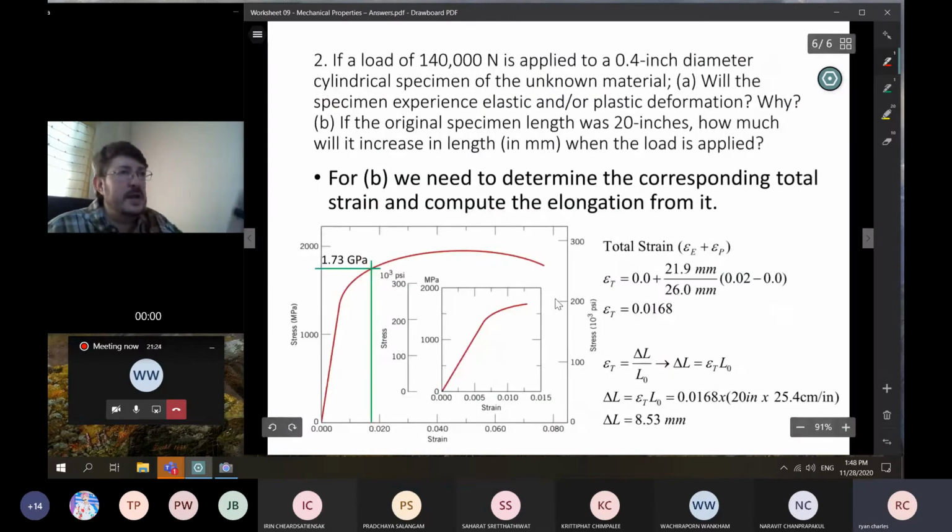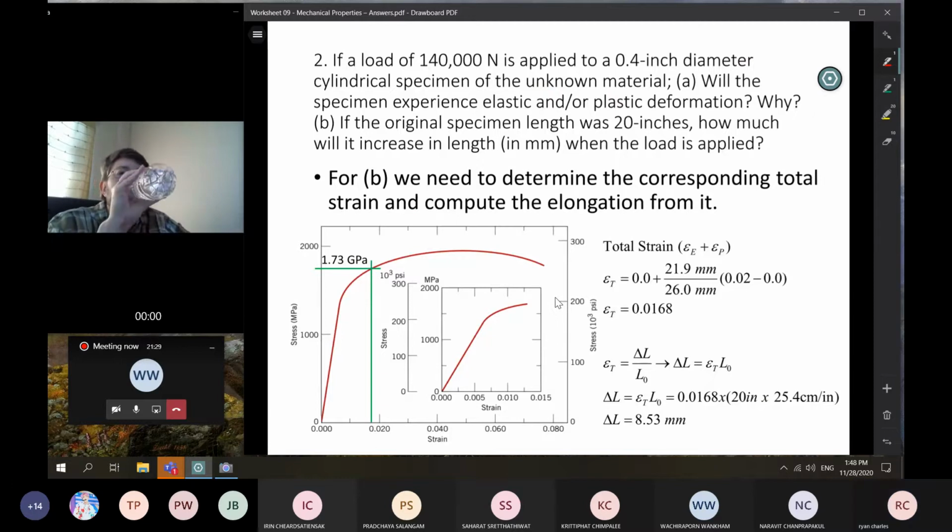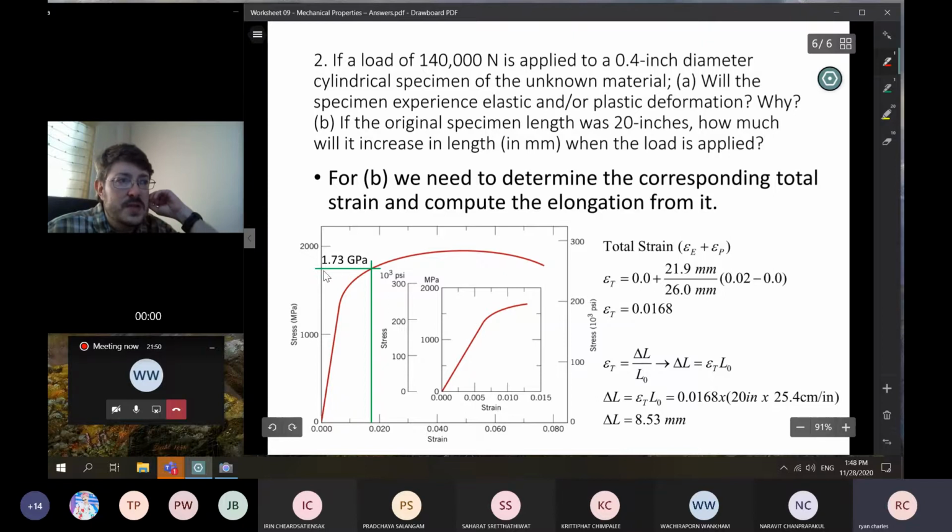All right, now how much does the rod stretch? Now you might just jump into Hooke's law and calculate that, and then you go, wait a minute, there's plastic deformation too. Hooke's law has nothing to do with that. We have a graph. Right? So you can find 1.73 GPa. You can find the corresponding total strain, 0.0168. And we know that strain is delta L over L naught.